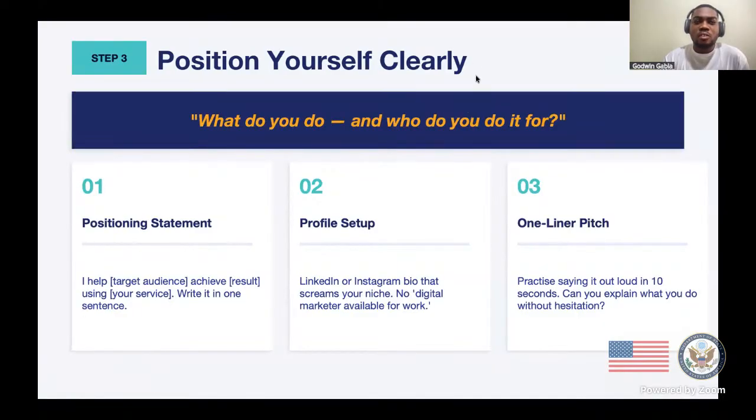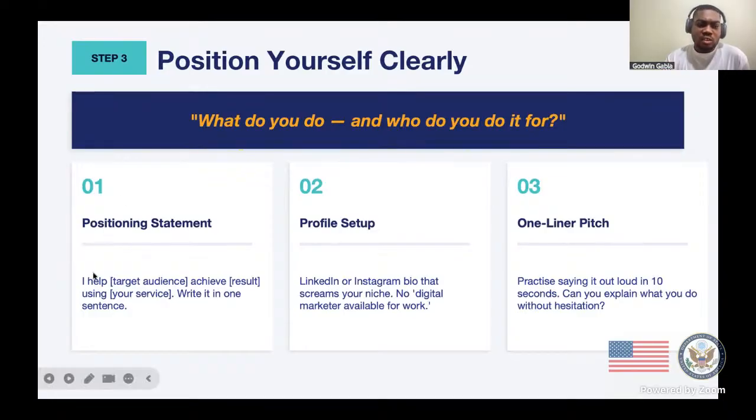Now, step 3 is to position yourself clearly. Positioning yourself clearly means 3 things. One, positioning statement. What do you do and who do you do it for? It must be very, very clear. Like if you tell a 5-year-old child, they should be able to understand what you're saying. If you're not able to do that, then you'll be all over the place. And if your business, or if you as a freelancer, are all over the place, you are most likely never going to get any real results, right?